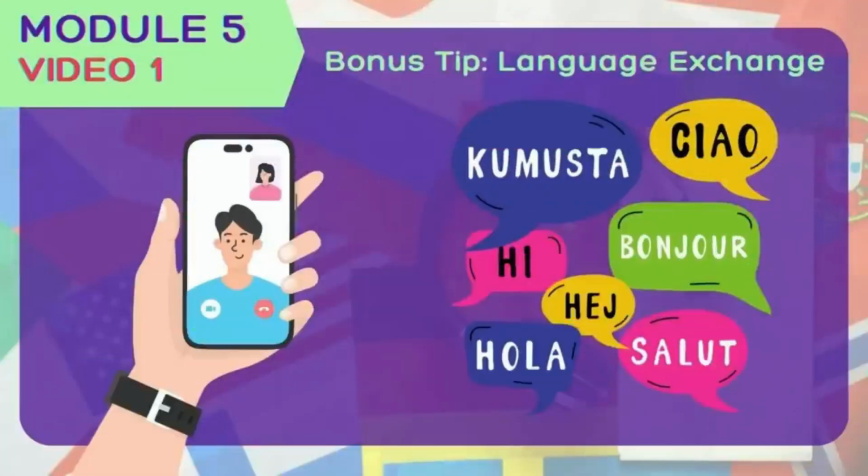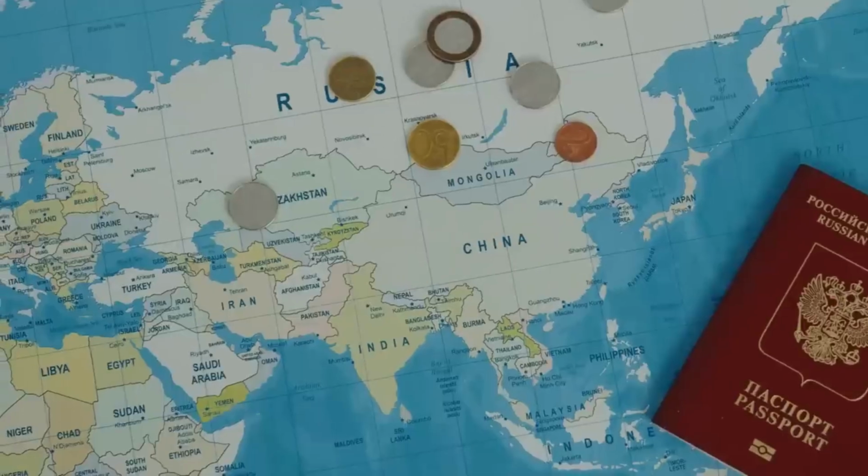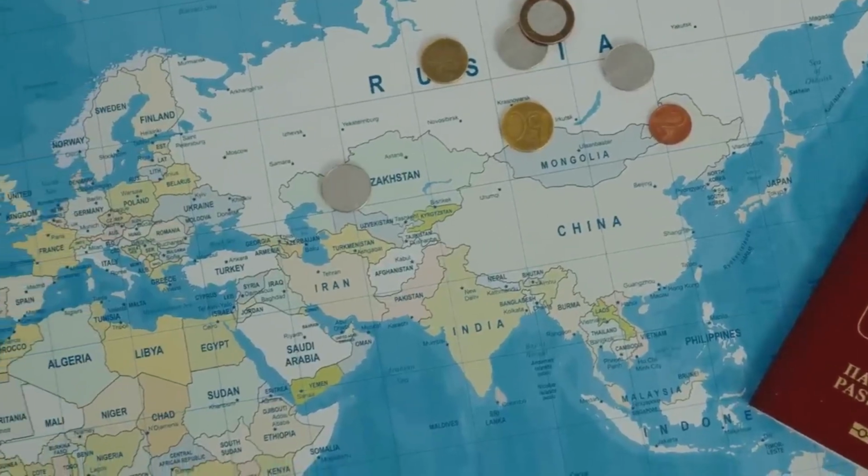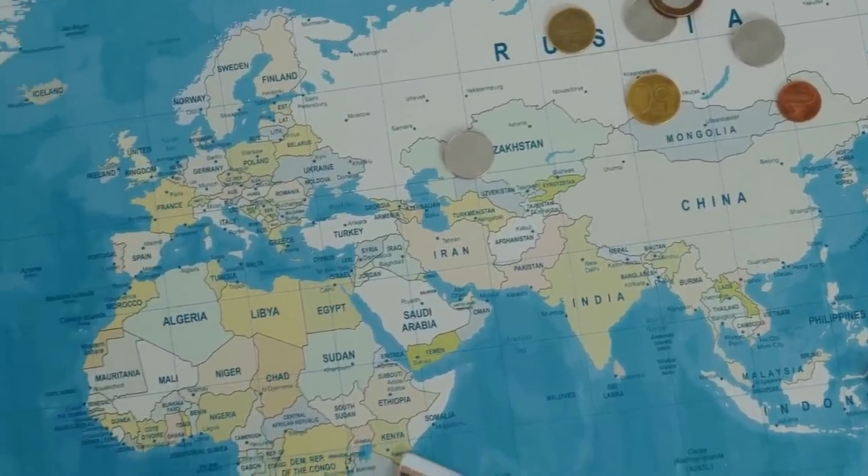And here's a golden nugget. Language exchange. Picture connecting with people globally, practicing phrases like hey, hvordan går det? Or vil du mødes og øve dansk? It's like a passport to the world of language, and that's what I'm all about at DanishTube, connecting people.